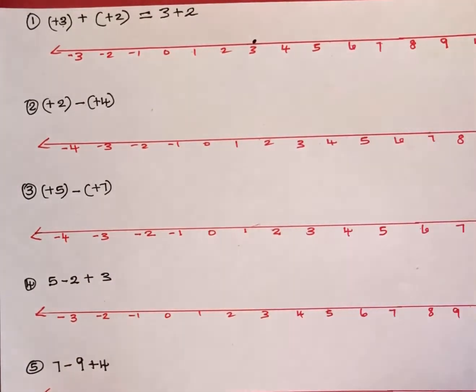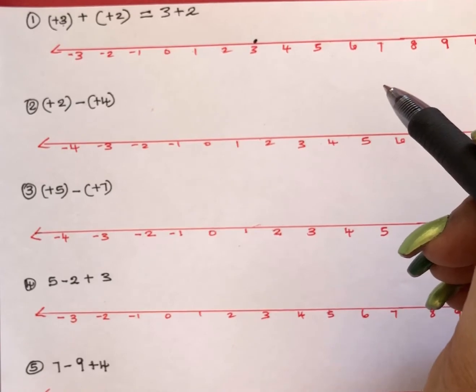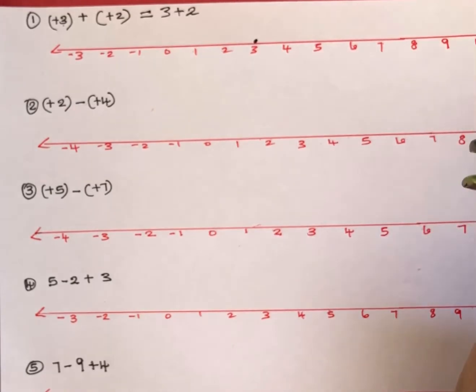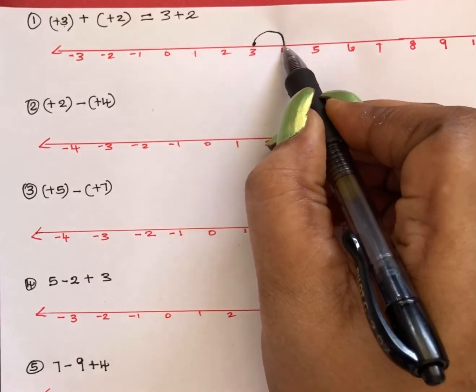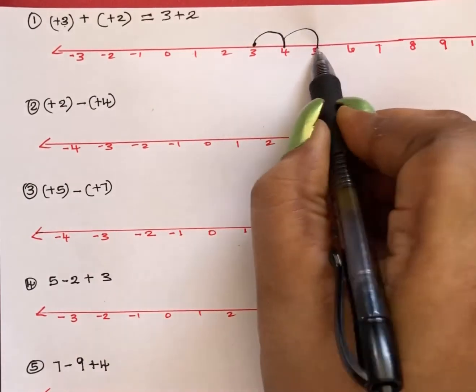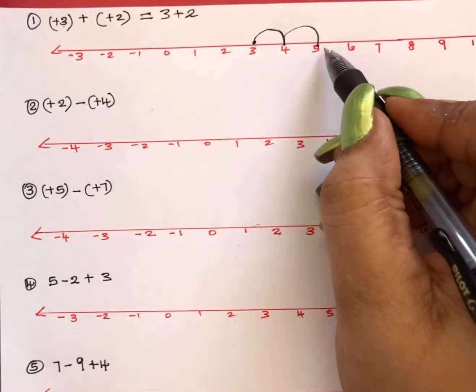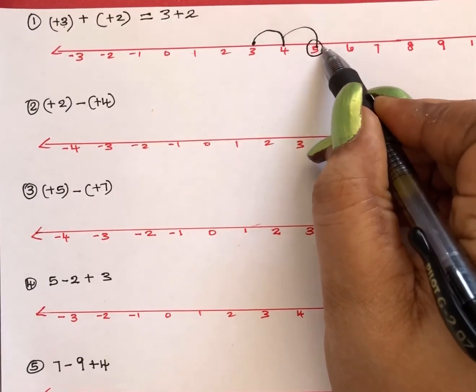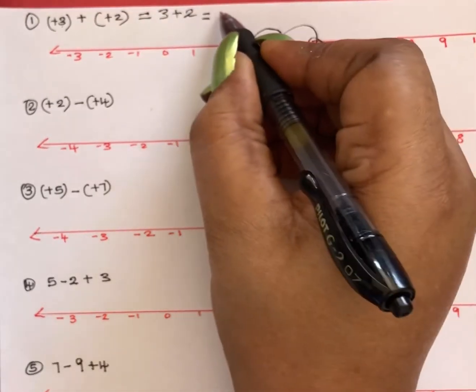When we are adding, we move to the right. When we are subtracting, we move to the left on our number line. So I will take 2 moves to the right. 1, 2. Once you are finished, wherever you ended, that becomes your answer.